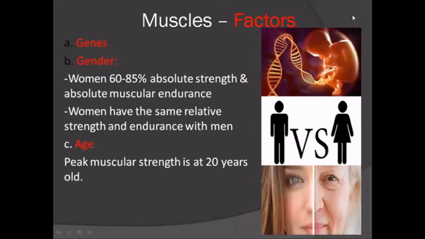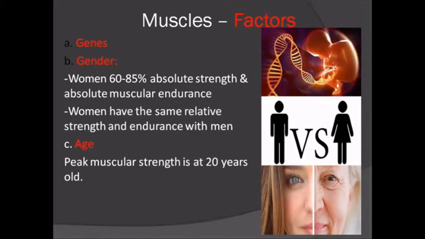And here are the factors affecting the size of muscle. The first one is genes or hereditary traits. We always mention that this is one of the main factors affecting the condition of our health as well as our physical characteristics. So next is gender. It is said that women have 60 to 85% of absolute strength and absolute muscular endurance, while in terms of relative strength and endurance, men are equal or the same.